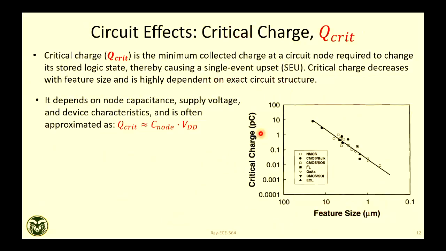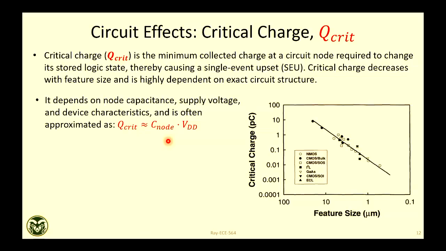And finally, the critical charge. The critical charge is defined as the minimum charge that is needed to upset a bit. So it depends on the logic state. For example, SRAM versus DRAM can have very different critical charge. But in general, you can think about what is the charge when you store an information. So it depends on the capacitance of that node and the supply voltage. So this is more like a rough calculation.